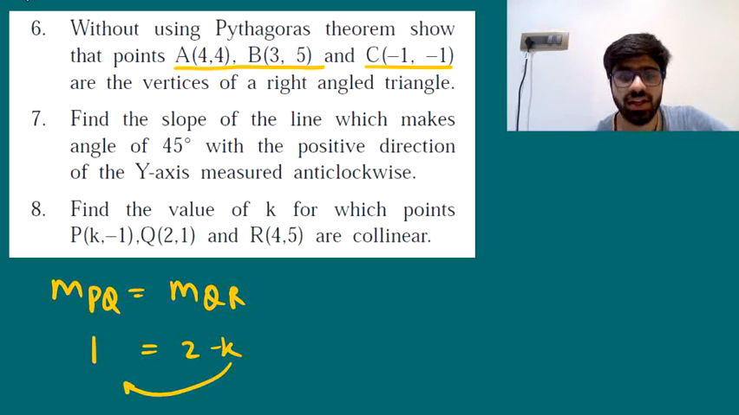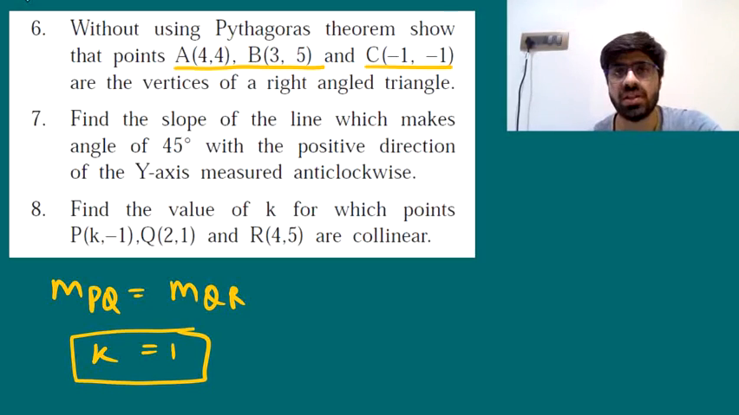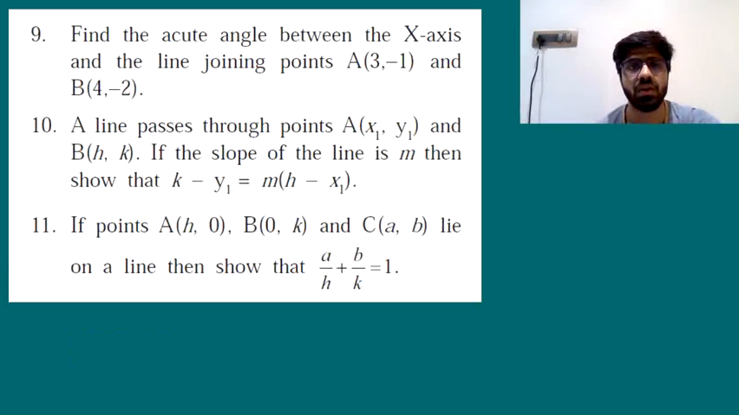Take that k on the left, take this 1 on the right. So you will have k equal to 2 minus 1, which is equal to 1. So the value of k for question number 8 is equal to 1. Going ahead with the next question.